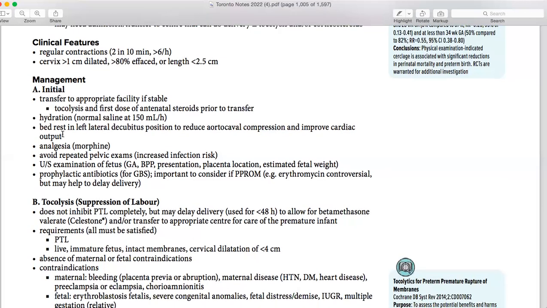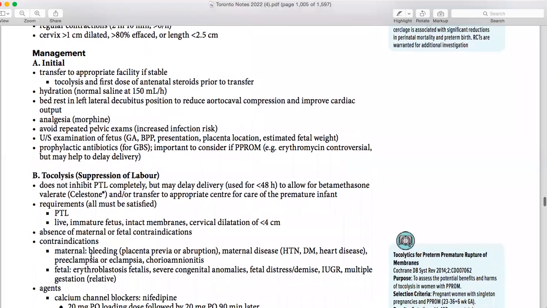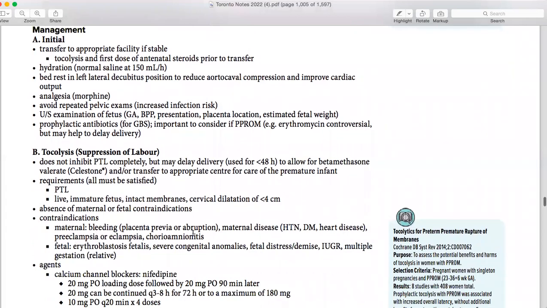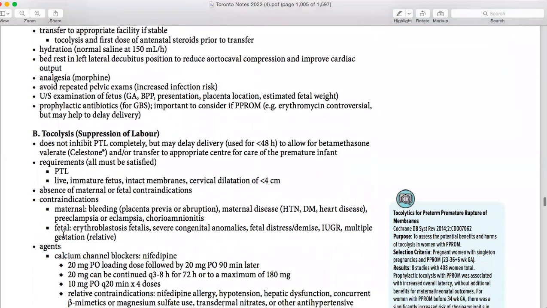But sometimes we don't give tocolysis. There are some contraindications mentioned here: bleeding, disease, eclampsia, chorioamnionitis. In those conditions, we don't give tocolysis. So you need to know these contraindications. Sometimes they give you a woman coming with bleeding. What are you going to do? You are not going to give tocolysis. Are you going to preserve it? No, that's not the right answer. What you do next is maybe give something else.